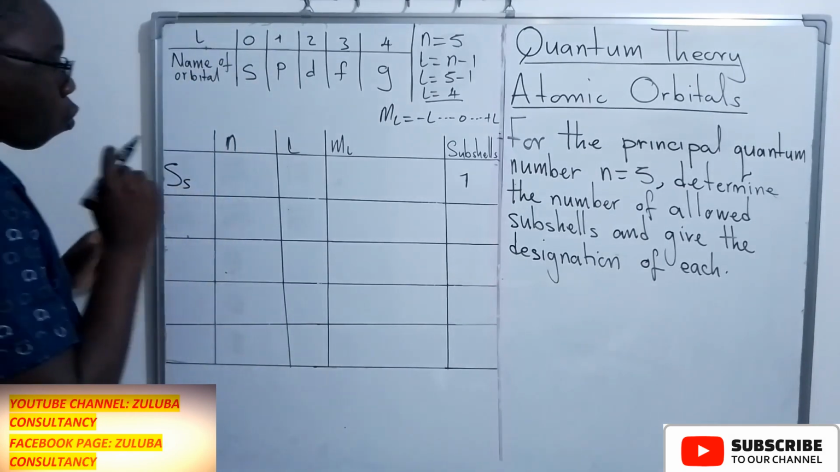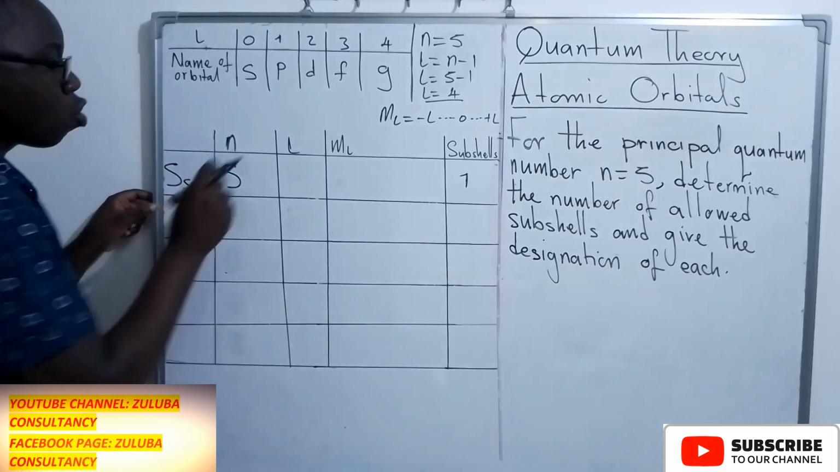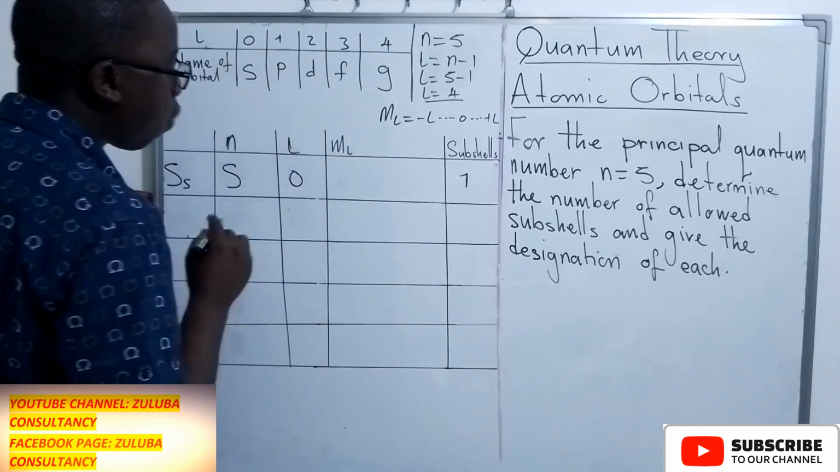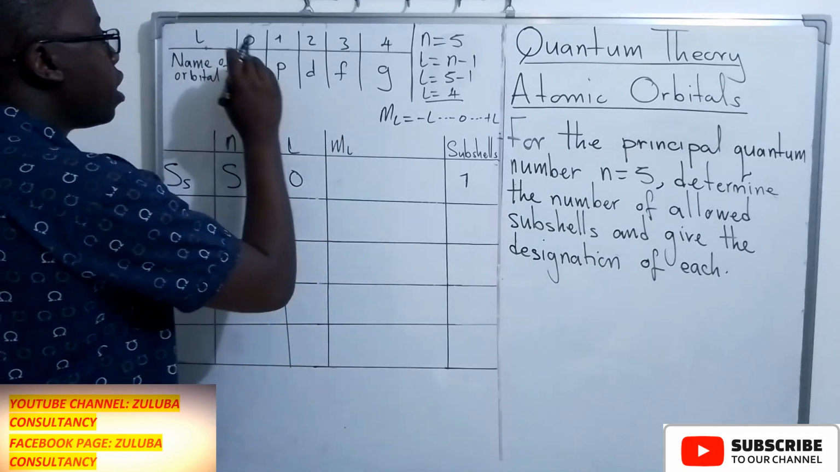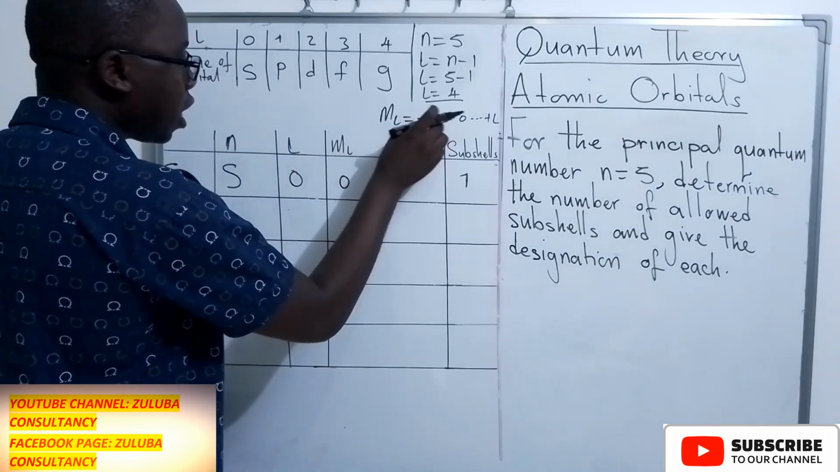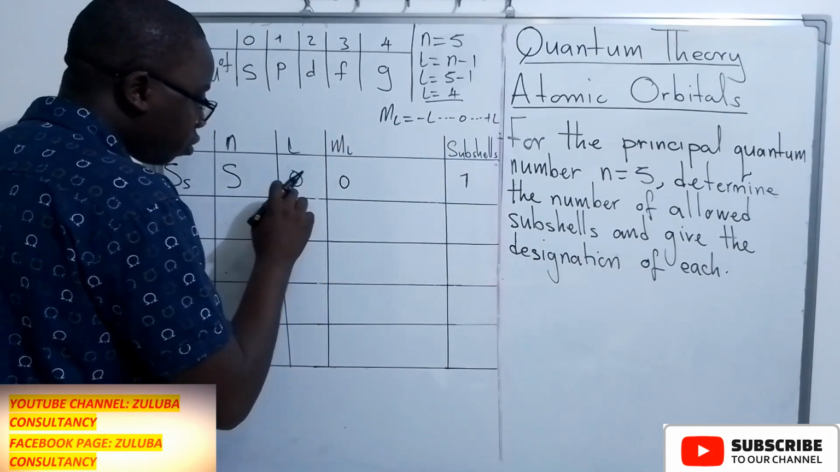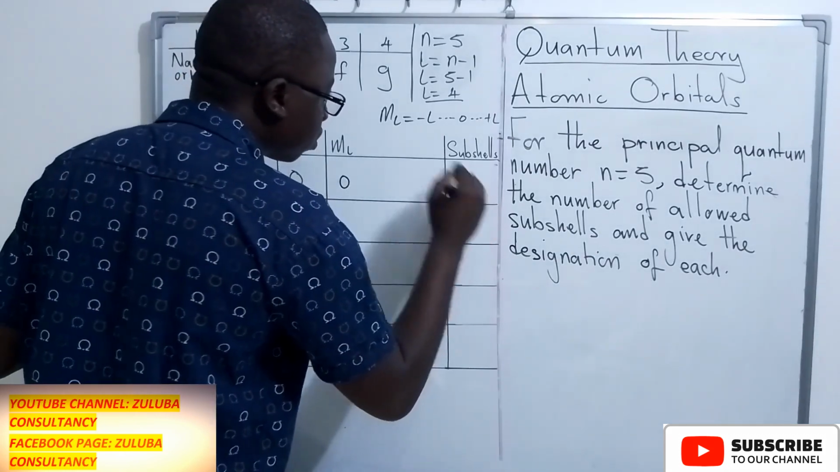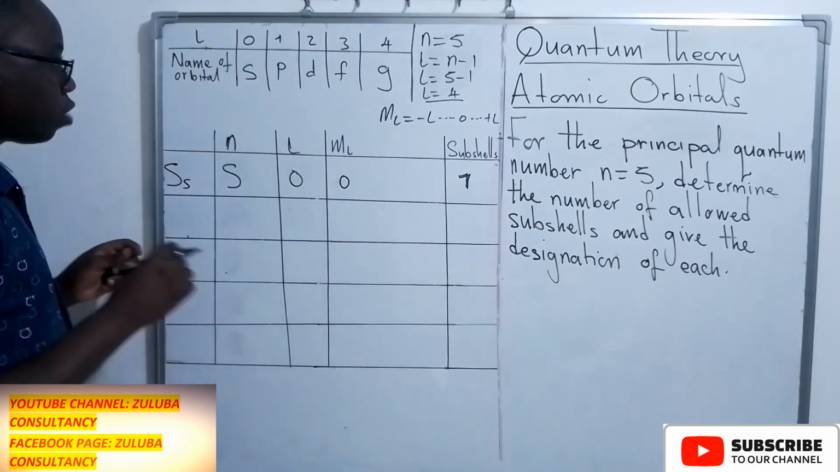For 5s, what is the principal quantum number? The principal quantum number is 5. What is the value of L? The value of L is 0. What is the value of ML? The value of ML is 0, because we said it is from negative L to positive L passing through 0. So when L is 0, ML is also 0. So you only have one subshell from this energy level. Let's go to the next one.